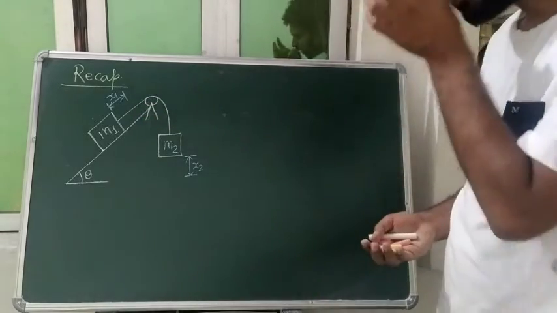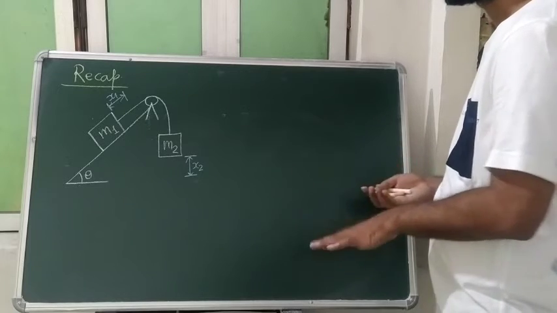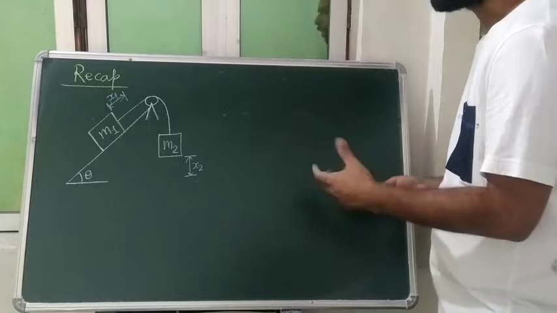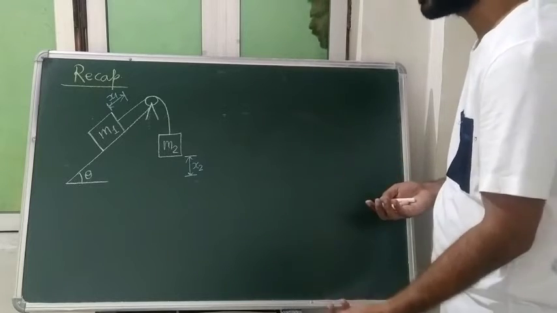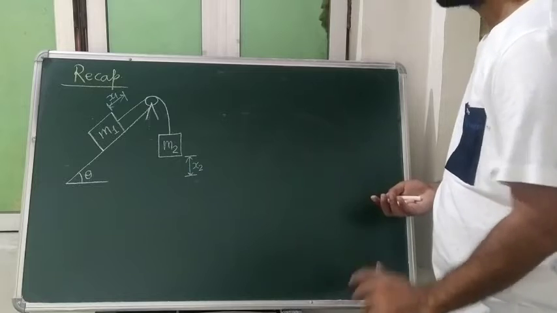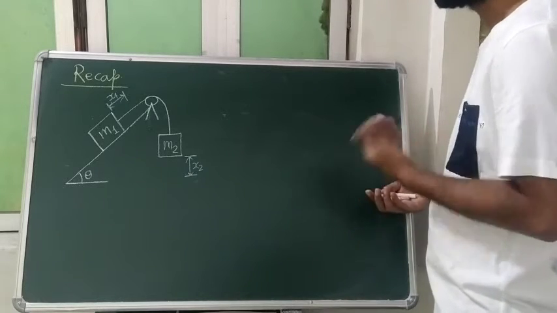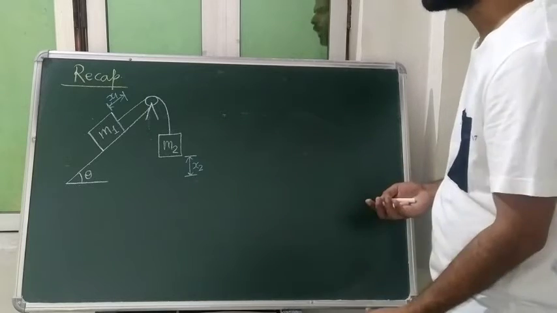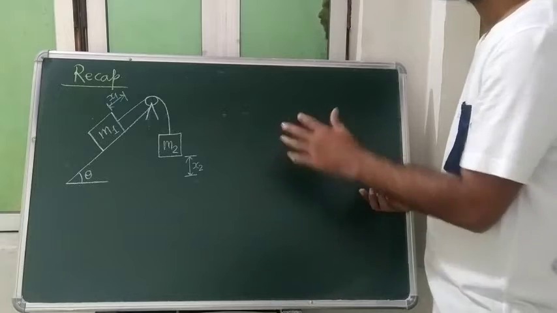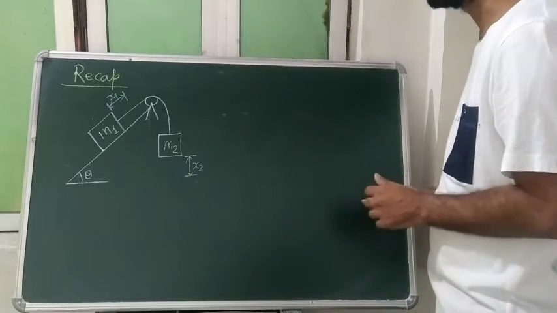And if x1 is equal to x2, then when we differentiate it with respect to time, dx1 upon dt will be equal to dx2 upon dt. This means velocity v1 will be equal to v2, because dx1 upon dt represents change in distance divided by change in time. And change in distance upon change in time is velocity. So v1 will come out equal to v2.